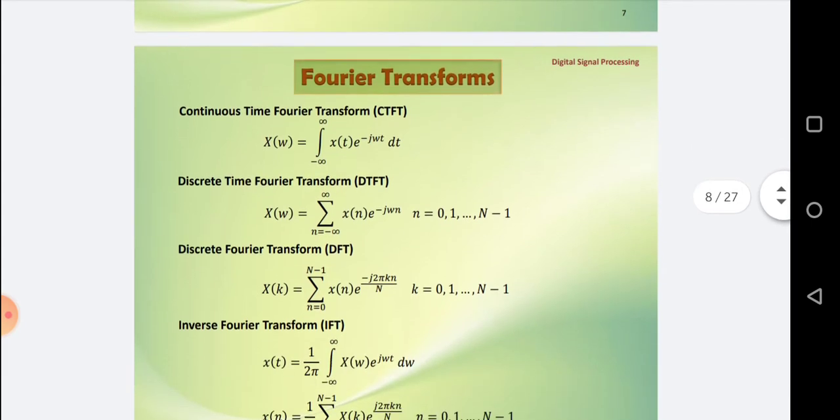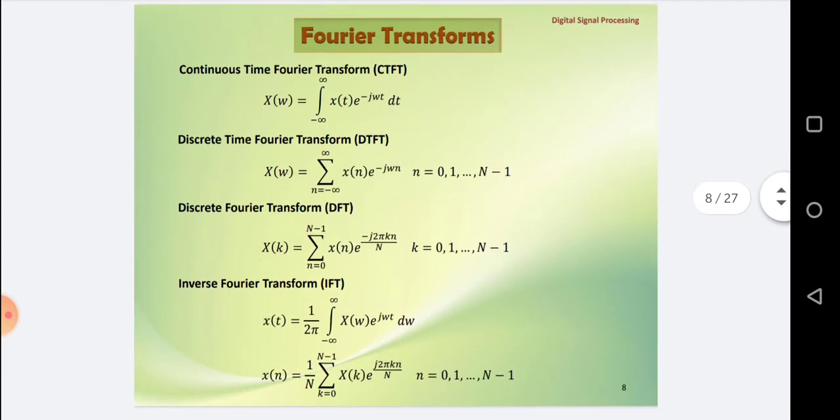So these are different Fourier transform equations, depending on which signal we are using as an input. First, the continuous time Fourier transform, that is called CTFT. So capital X of omega is equal to integration from minus infinity to infinity x of t into e raised to minus j omega t dt. As we are using here a continuous time signal x of t, it is known as continuous time Fourier transform.